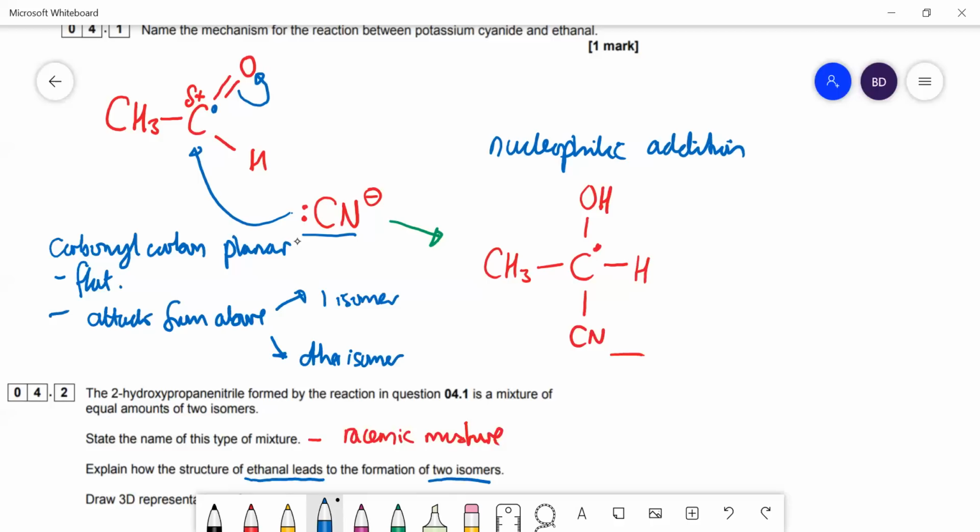The cyanide nucleophile attacks from above or below, both are equally likely. Attacks from above, you get one isomer, attacks from below, you get the other.